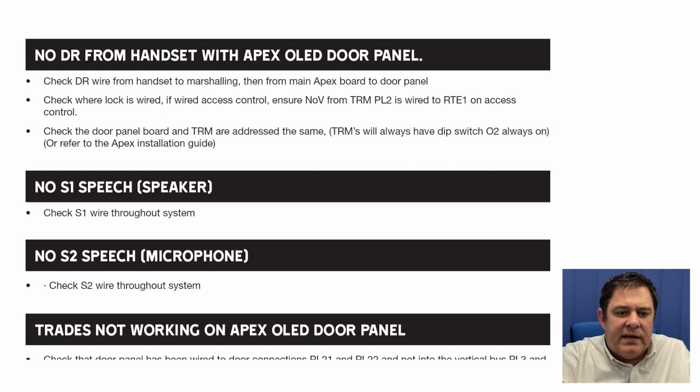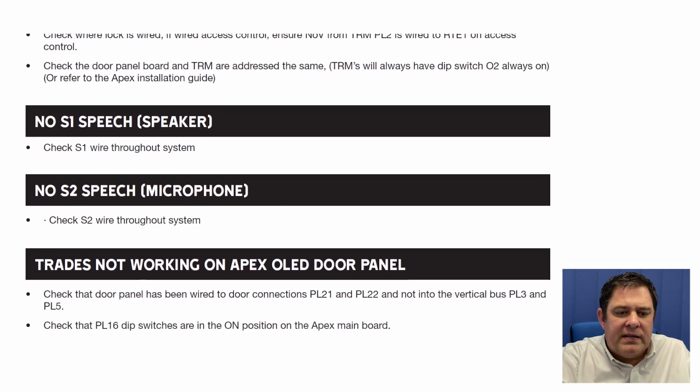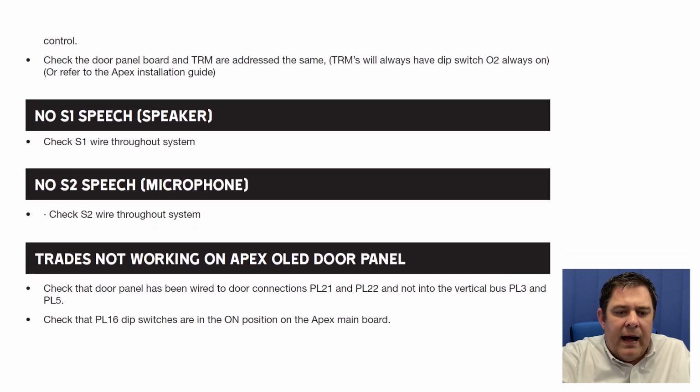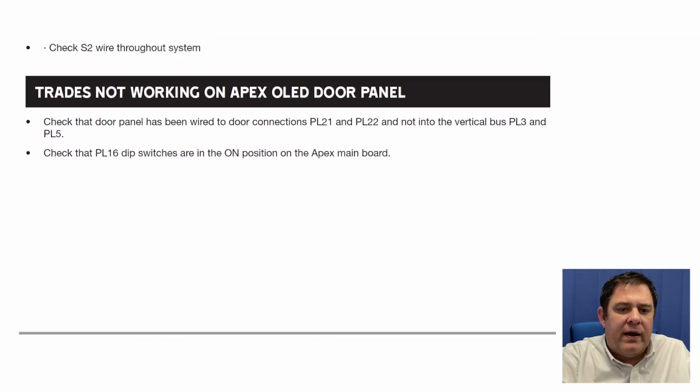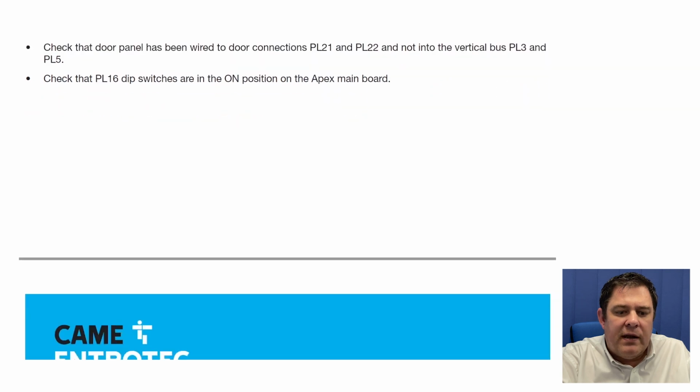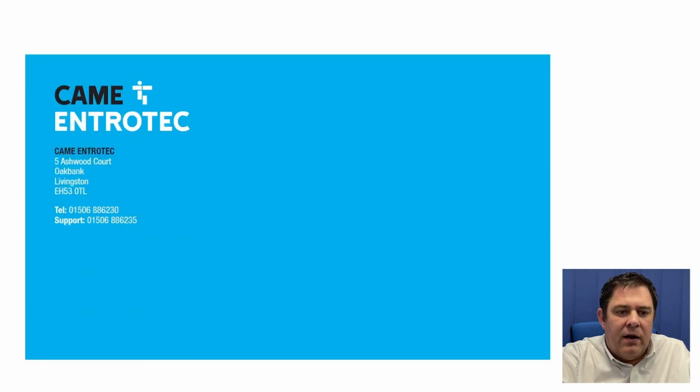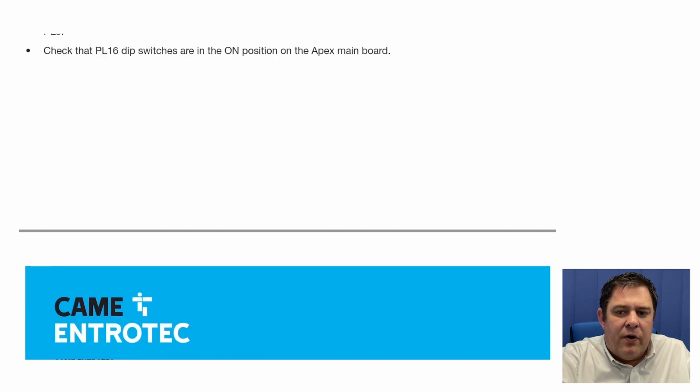No speech: S1 is a speaker out, so that's the speaker. No speech: S2 is the microphone. The trays not working. You're very, very unlikely to use trays now. But again, it explains to check PL21 and PL22 on the vertical bus. Also on your Apex main card, do check that PL16, the dip switches are in the on position. If they're in the off position, that will stop the trays working if you've set a trays feature. Okay, and as I say, that document is available on the website.